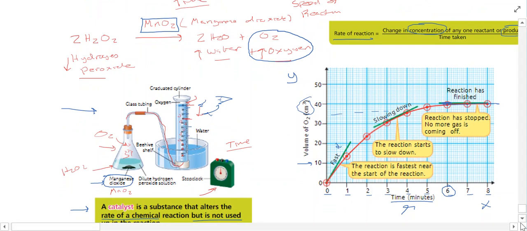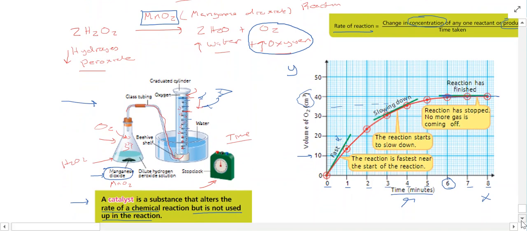So just have a look over it, think about it, and we'll start to look at some of the factors that will affect how fast a chemical reaction happens.